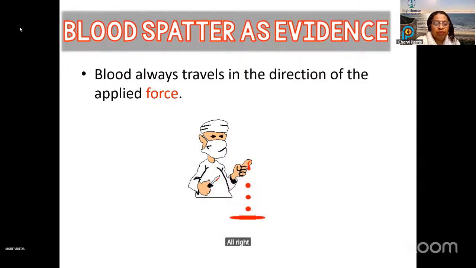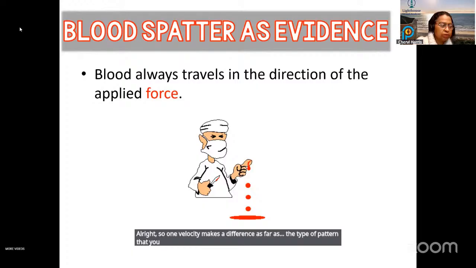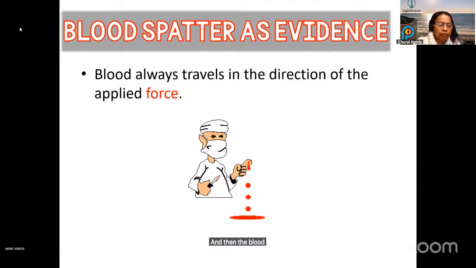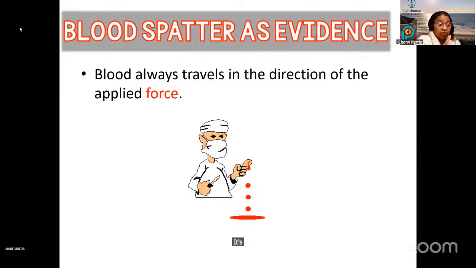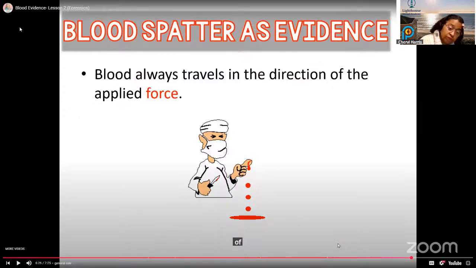All right, so one, the velocity makes a difference as far as the type of pattern that you're going to see. And then the blood will always travel in the direction of the force. In other words, if the force is going this way, the blood is going that way too. It's not going to fall behind you. The blood is going to fly in the direction of the force.